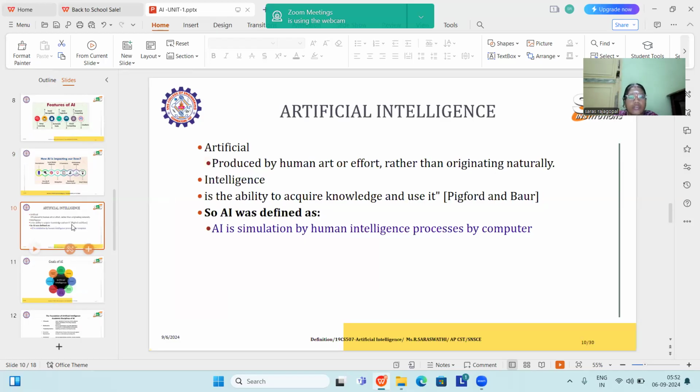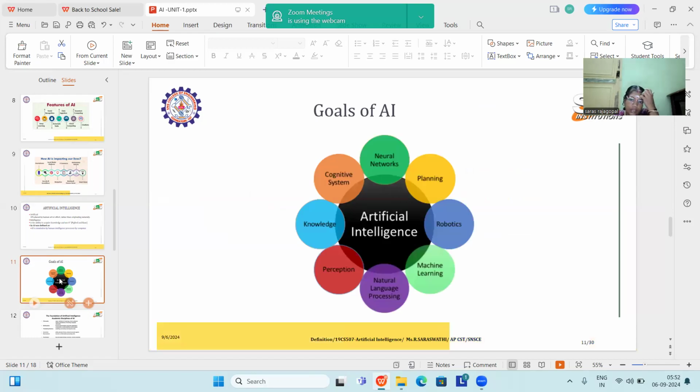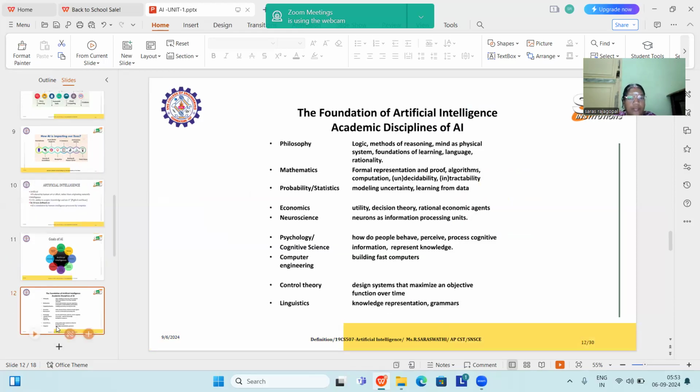Artificial intelligence. Artificial intelligence is produced by human art or effort rather than originating naturally. Intelligence is the ability to acquire knowledge and use it. So AI can be defined as a simulation of human intelligence processed by a computer. The goals of AI. There are many different goals of AI. First one, neural network, planning, robotics, machine learning, NLP, perception, knowledge representation, and cognitive system. These are the different applications.